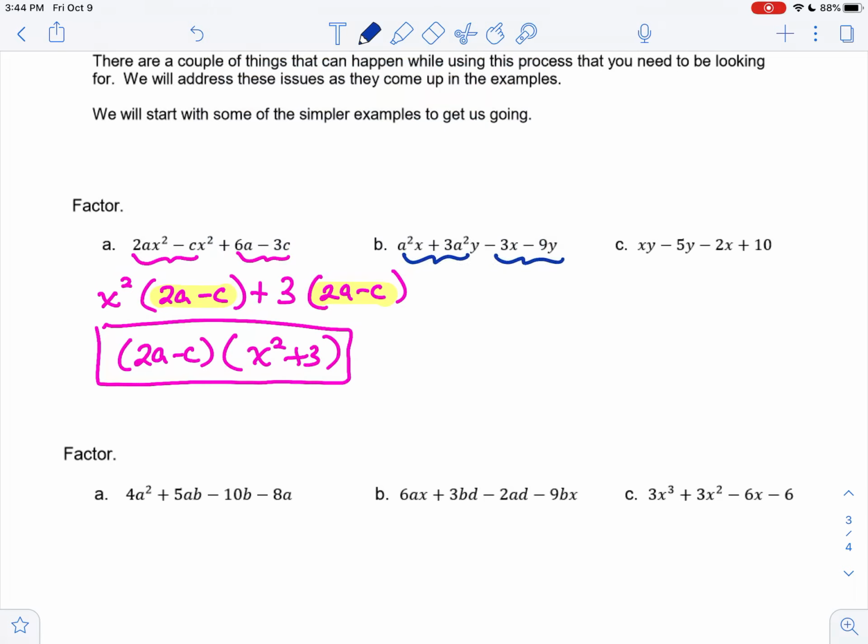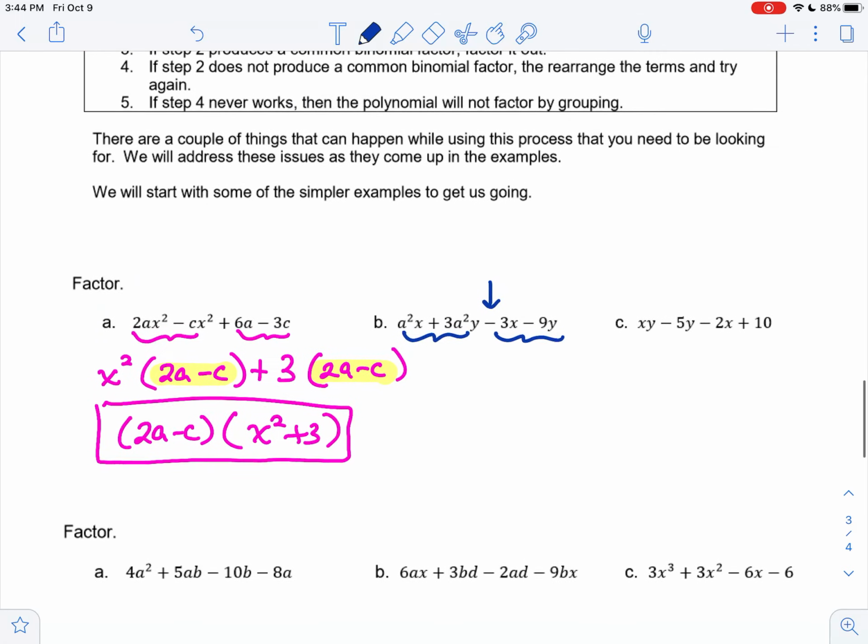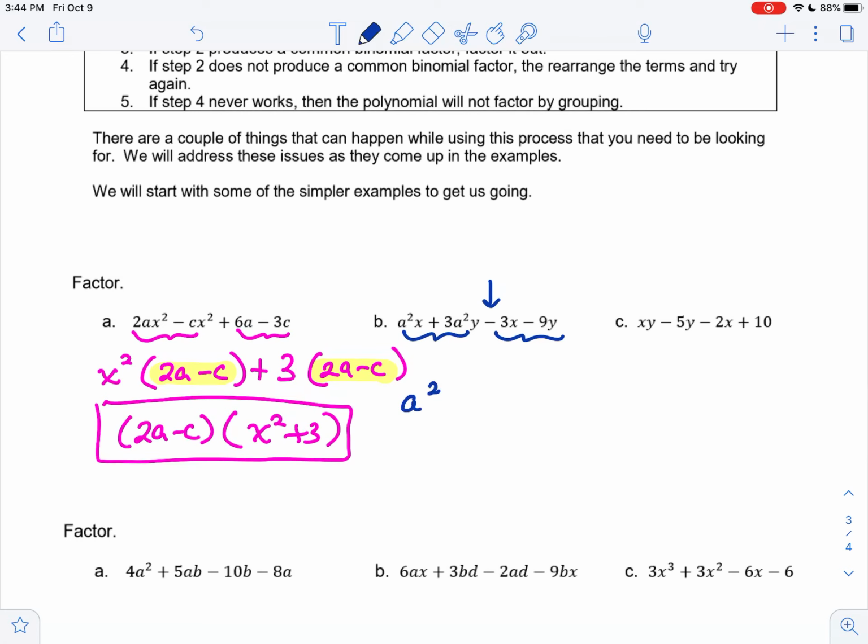Kind of ran into the space of this one, but we'll give it a try. So same idea. We're going to look at grouping, although this time I noticed there's a minus sign in the middle, so we want to be careful with that. Of the first two terms, I see an a squared that can come out. So I'm going to take out a squared. And when I do that, I'm left with x plus 3y.